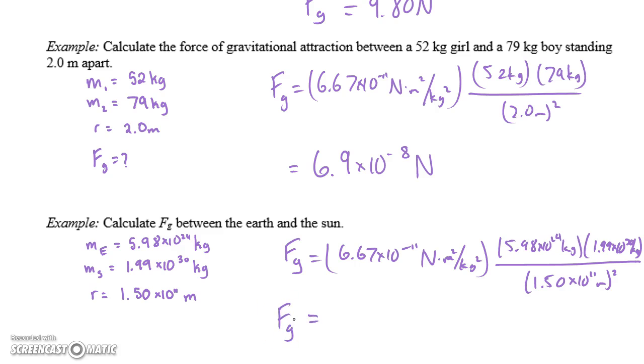If we think about those exponents, we've got times 10 to the negative 11, just do some exponent work, 10 to the negative 11 times 10 to the 24 times 10 to the 30 divided by 10 to the 11 squared. Well, there are a lot of big numbers there. And in this case, we're going to get a big number result. So we get 3.53 times 10 to the 22 newtons. Now that is a lot of force. But that's why the Earth stays in orbit around the Sun. That's the force that it feels from the Sun as it's going around in its orbit.